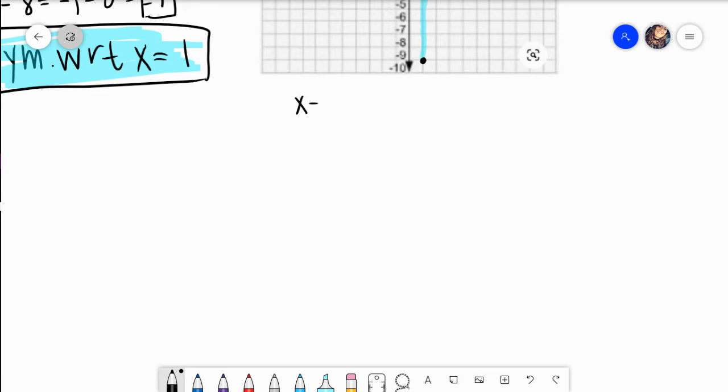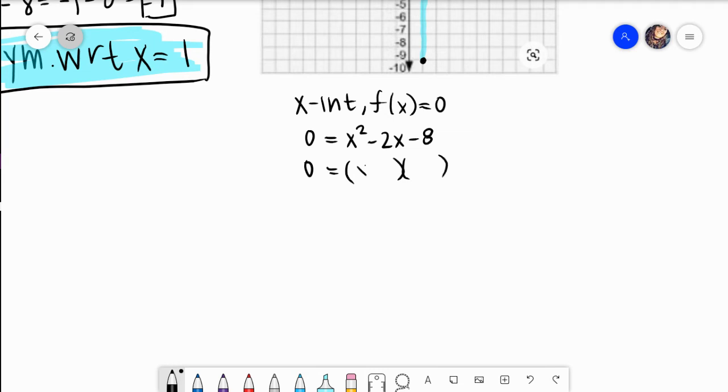So to find my x-intercept, I know that I need to set my function equal to 0. My function was x squared negative 2x negative 8. That is a trinomial. It can be factored using the AC method or this method right here. I know I have x's. They need to multiply to give me 8 and add to give me 2: 4 and 2.